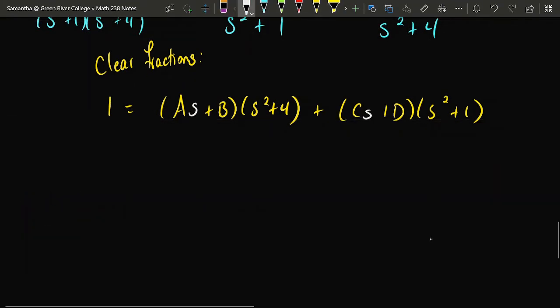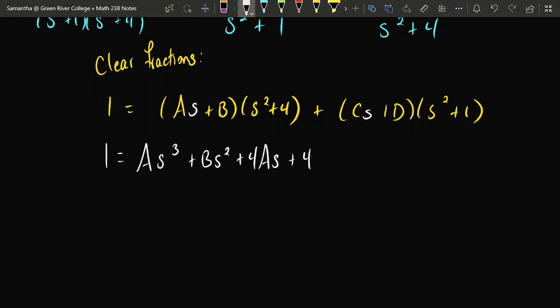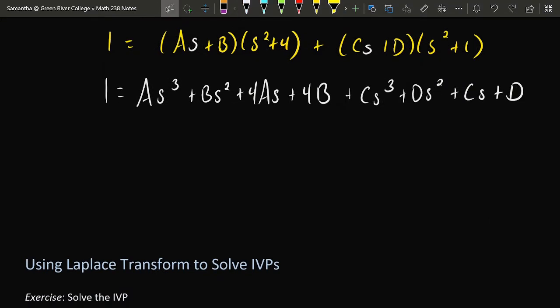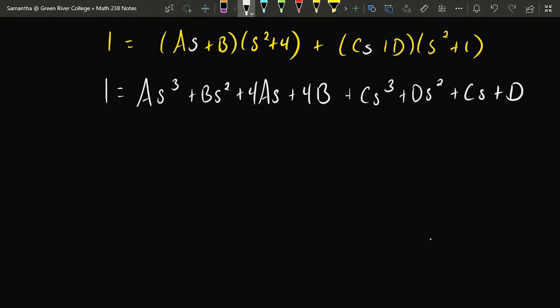So let's go ahead and multiply all of this out. We have 1 is equal to as cubed plus bs squared plus 4as plus 4b. And we have cs cubed plus ds squared plus cs plus d. Now once again, I'm going to look at terms based on who contains s cubed, who contains s squared, who contains s, and who contains constants. Similar to what we did with method of undetermined coefficients.